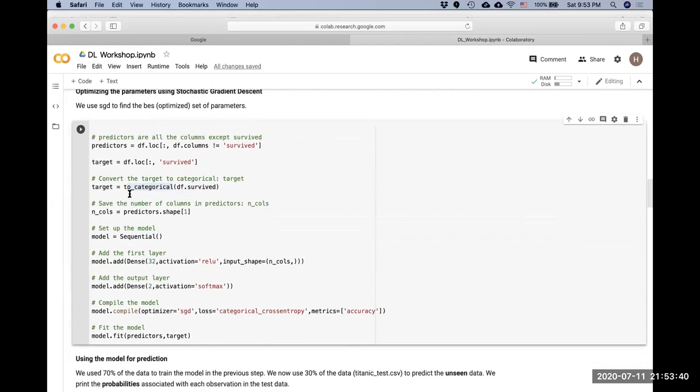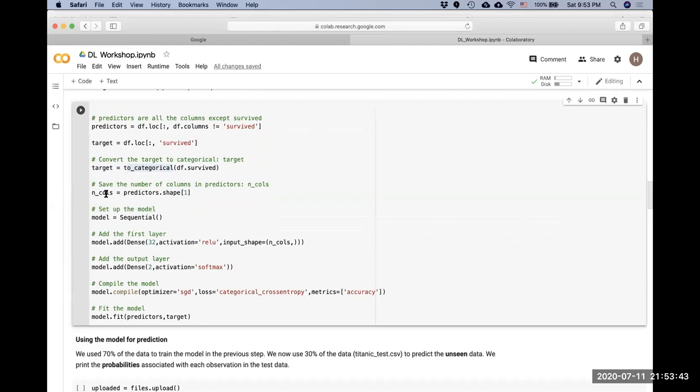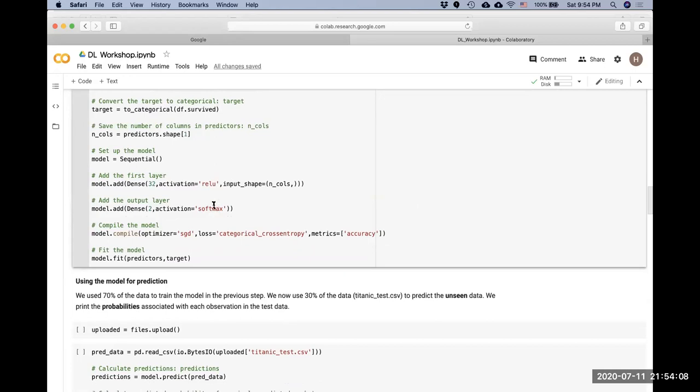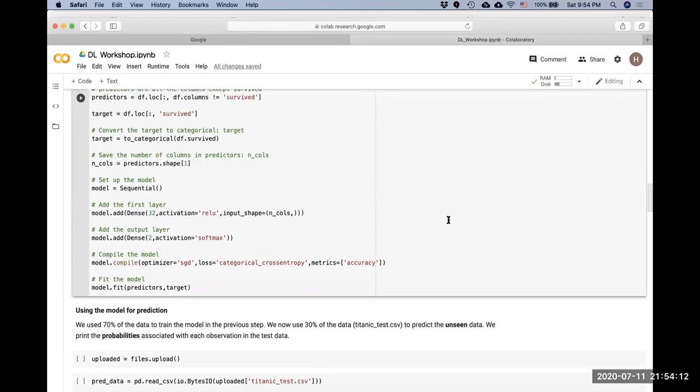And so I do that, and then I again get the number of columns, initialize the model, and add the first layer, 32 units, and the output layer will have 2 units with a softmax activation. We did not talk about softmax, but softmax is just the same as logistic or sigmoid, but you can do more than binary. If you have multiple categories, you can do the same.